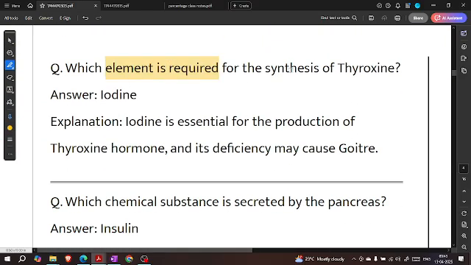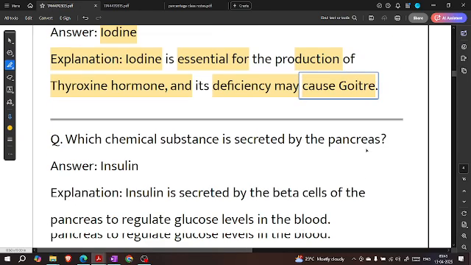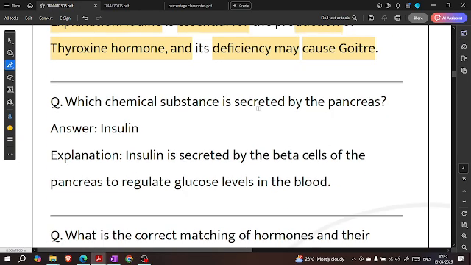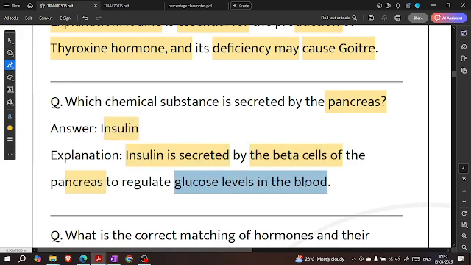Which element is required for the synthesis of thyroxine? Iodine. Iodine is essential for the production of thyroxine hormone and its deficiency causes goiter. Chemical substance secreted by the pancreas? Insulin. Insulin is secreted by the beta cells of the pancreas to regulate glucose level in the blood.